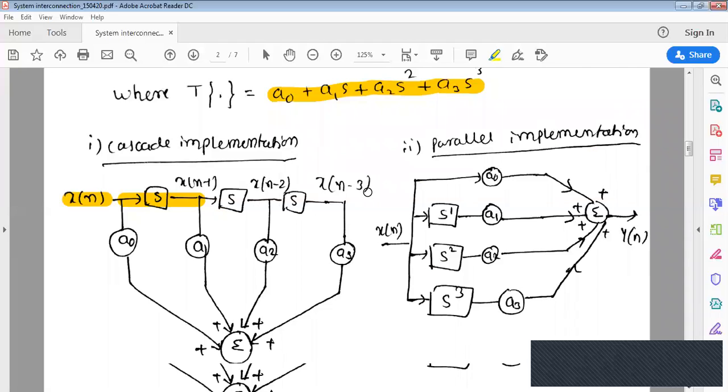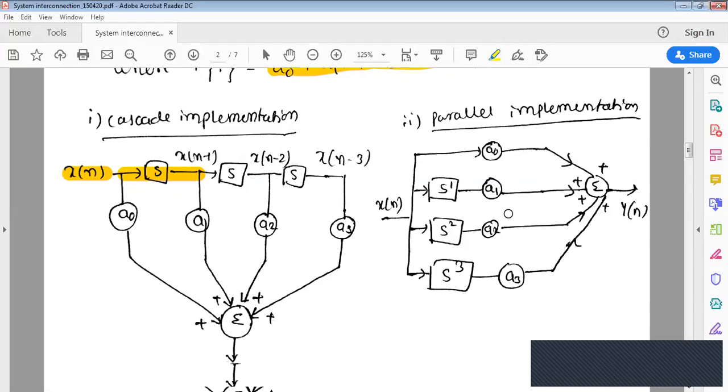See here, this is your cascade implementation. So one delay will be added to the next section, and this delay will get added in the following section. That's why it is called cascade. Look here at how the parallel implementation looks. Same x of n is given here, multiplied by a naught. A naught you are going to get at the output. Next, a1 into x of n minus 1, so that will be multiplied by s power 1. So this is the second part.